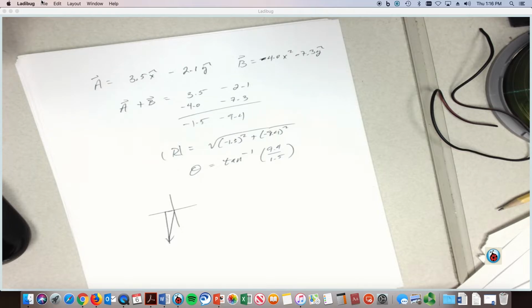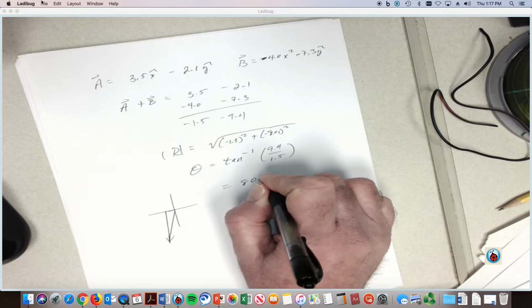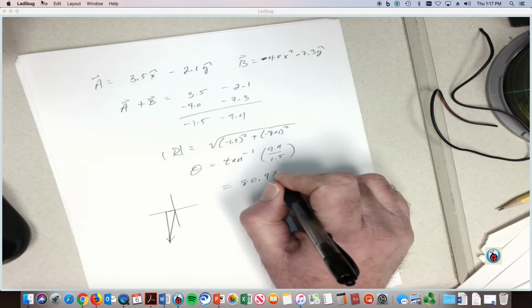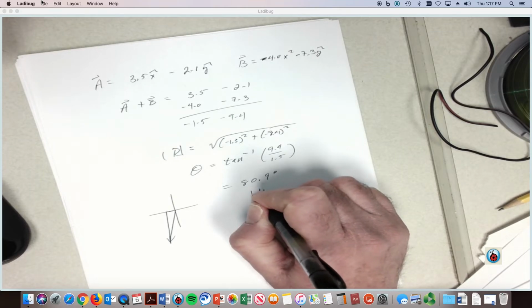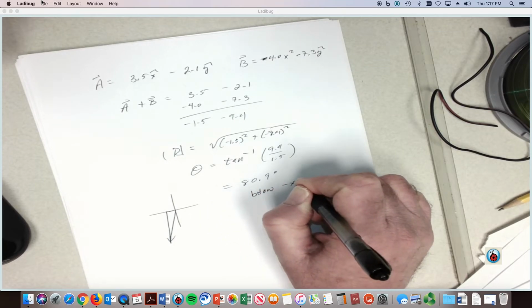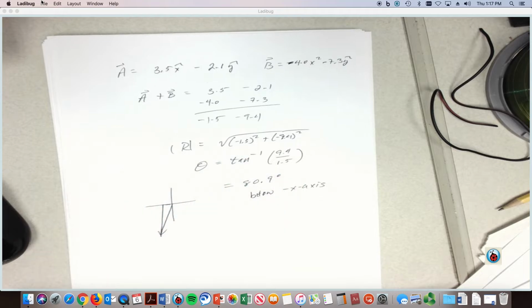So we've got the inverse tangent of 9.4 divided by 1.5. Some of you might have calculators, and I've got 80.9 degrees. I guessed 78, so that wasn't bad for a guess, actually. So 80.9 degrees below the negative x axis. Okay? There you go. So I just wanted to make sure of that.